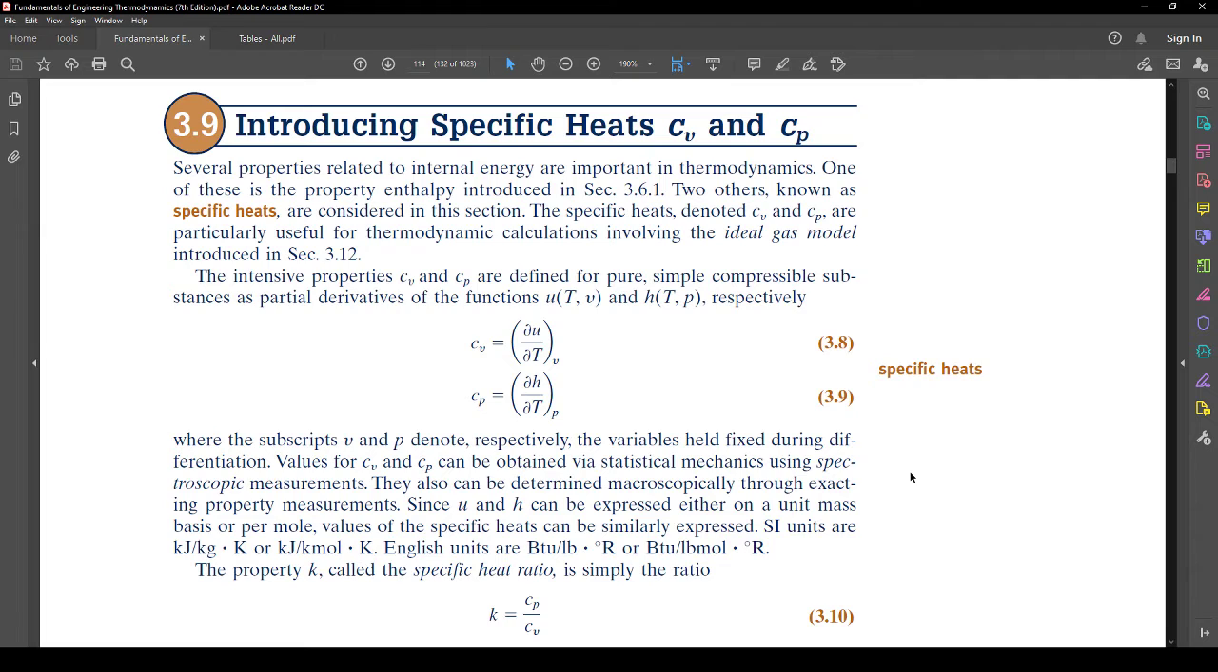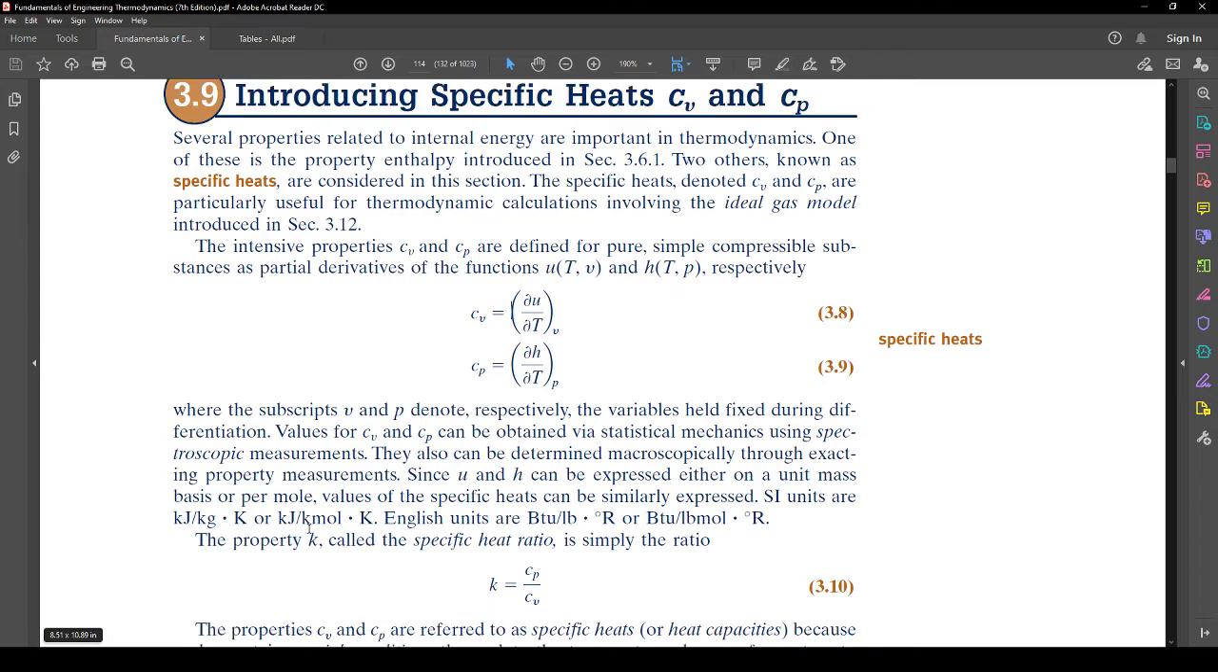Since U and H can be expressed either on a unit mass basis or per mole, values of specific heats can be similarly expressed. SI units are kilojoules per kilogram Kelvin or kilojoules per kilomole Kelvin. These are the two ways that you can express them in SI units. And then English units is BTUs per pound. Oh, no, I'm talking about the C sub P. Sorry. C sub P can be expressed in these units. So they will be kilojoules per kilogram Kelvin or kilojoules per kilomole Kelvin. And then we have BTUs per pound Rankine. So Rankine is the absolute unit of English units. And then BTUs per pound mole Rankine.